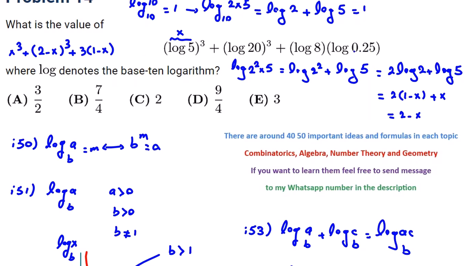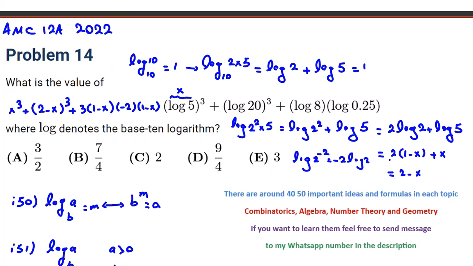Log 0.25 is log 1 over 4. 1 over 4 is 2 to the negative 2. It's negative 2 log 2. So it's negative 2 times again 1 minus x. Okay. So we can do something because we have many. Okay, no problem. We could consider log 2 as 1 minus x, and then we have only one thing related to 1 minus x. Okay, if you calculate, it will be x cubed plus 2 minus x cubed plus 3 times negative 2, negative 6 times 1 minus x squared. Okay?